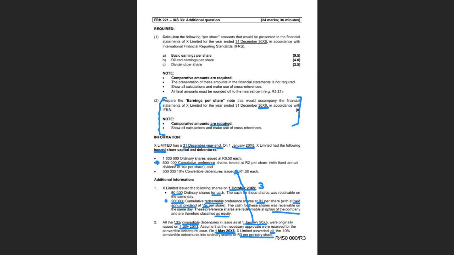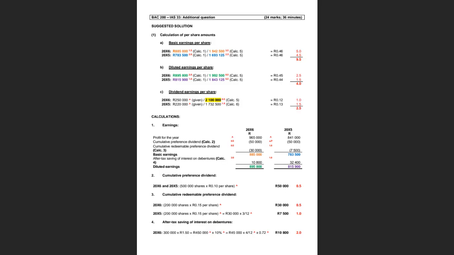Okay, it should be loading on your side soon. I'm going to start in the middle of the page, under calculations. They've started with profit for the year, which is easy, because they copied it straight out of the question. Now, the next part is less fixed portion of preference dividends. Let's look at the calculation.